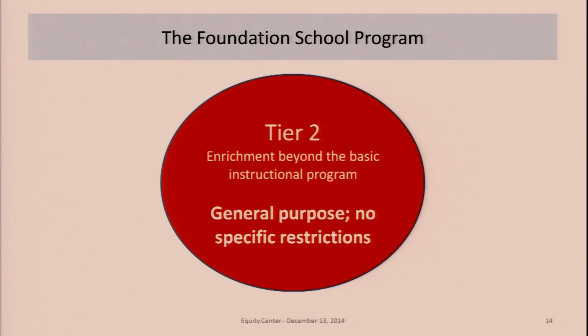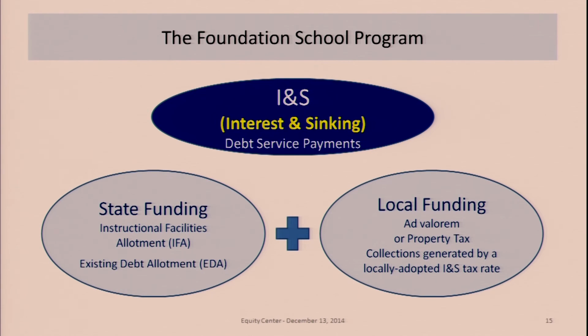There's no restrictions on what you can use Tier 2 funding for, within reason, of course. It's just general money, and you can use it to supplement and improve upon the basic instructional program in Tier 1. So that's your M&O part, that's your instructional part. Now you go into interest and sinking, which is for debt service payments. And it's a share also, just like the M&O part is, between state funding and local funding.